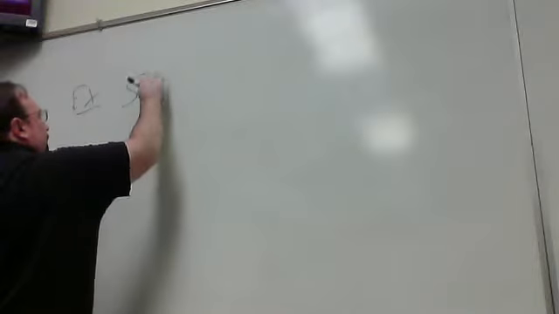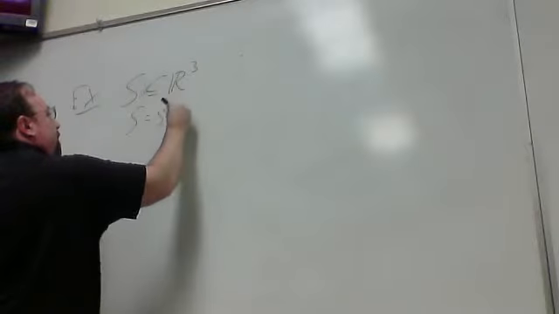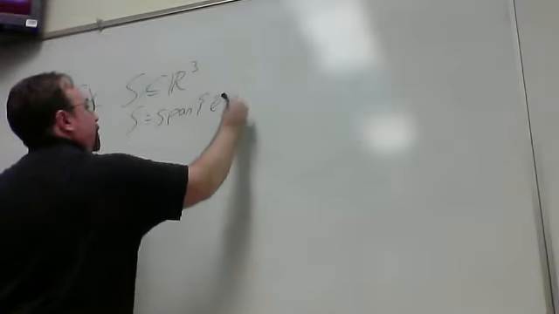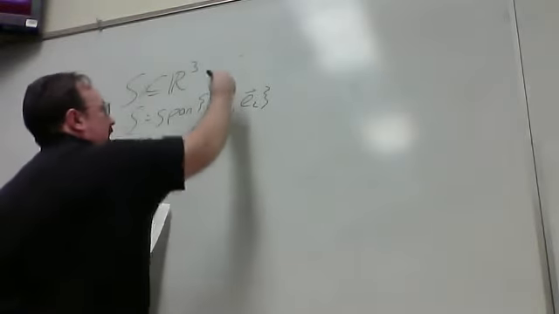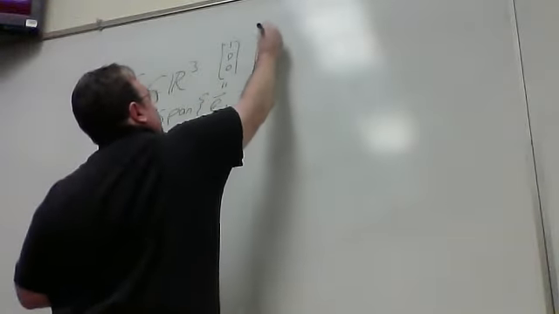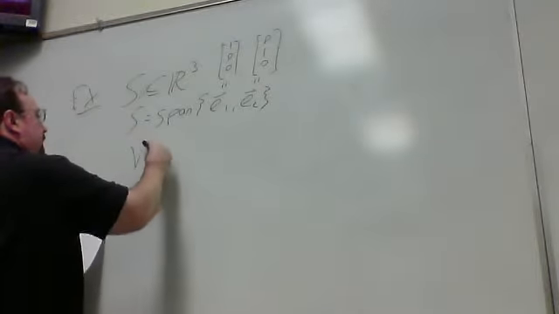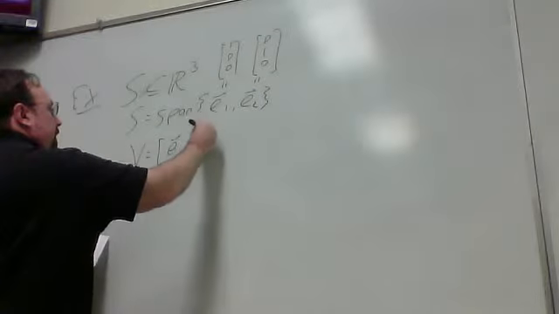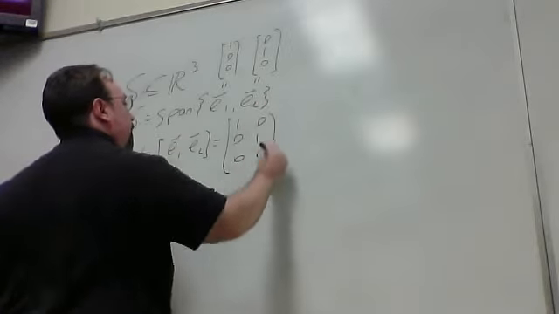So, as an example involving projections, I'll let my subspace S be a subspace of R3, and S is the span of the first two standard basis vectors, E1 and E2, which are known as i and j. So this is 1, 0, 0. This is 0, 1, 0. Okay, so I'll define V to be the matrix whose columns are E1 and E2. So that's 1, 0, 0, 0, 1, 0.